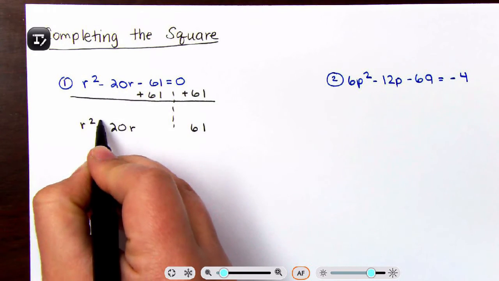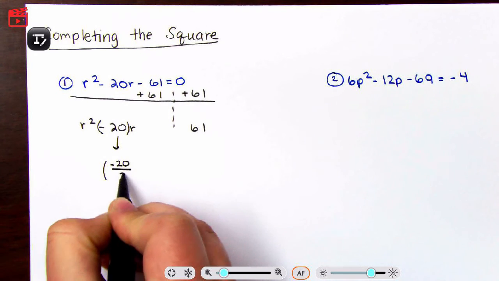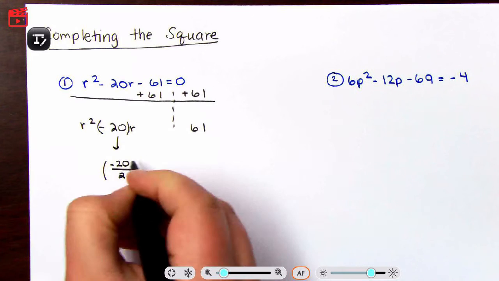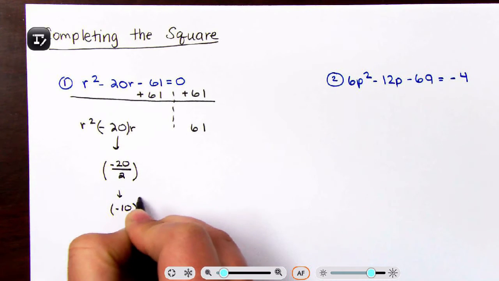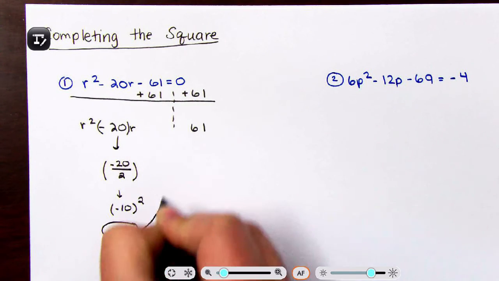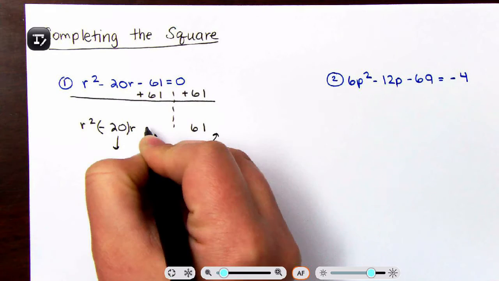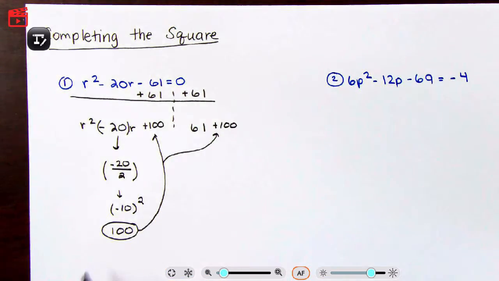Taking your middle term, in this case, a negative 20, you're going to divide that by 2, and it's always divided by 2. It doesn't matter what that is. So that is a negative 10. Then you're going to square that number, which is 100. This 100 is now what's going to be added to both sides. So I have plus 100 here, plus 100 here. So what am I left with? I'm left with r squared minus 20r plus 100, and that's equal to 161.